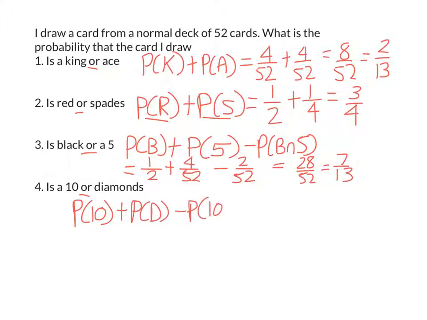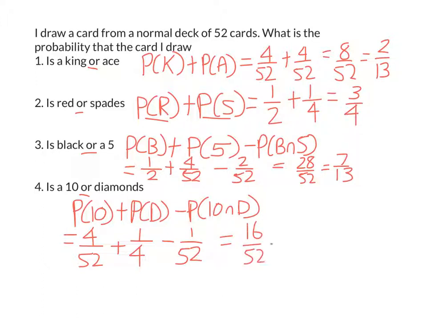So the probability that I get a 10 is 4 out of 52. There are 4 10s in the deck. For diamonds, it's 13 out of 52 or 1 over 4 because there are 4 suits. One of them is diamonds. Now, the probability I get a 10 and a diamonds, the probability I get the 10 of diamonds is 1 over 52. So, adding that up, we get 16 over 52, and that simplifies to 4 over 13. All right, how easy is that?